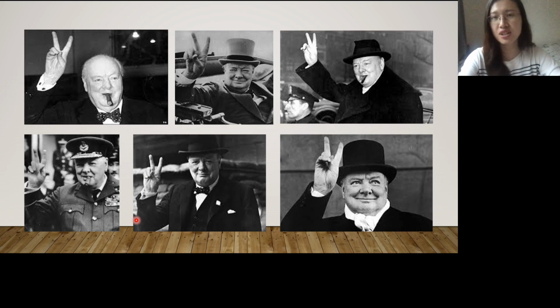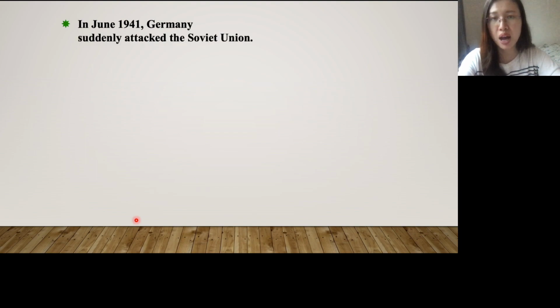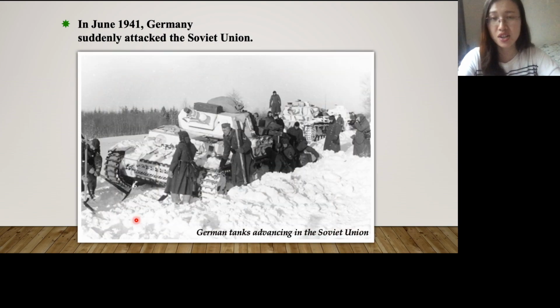So now you can see that Germany actually failed their attacks on Britain, right? So should they go on attacking Britain or should they move their focus? Actually, Hitler chose to move their focus, and this is also the time when in June 1941 Germany suddenly attacked the Soviet Union. So this is a time when the other war front has also started.